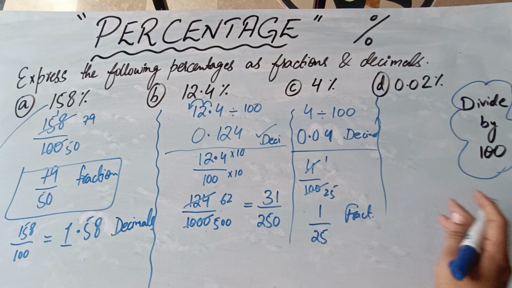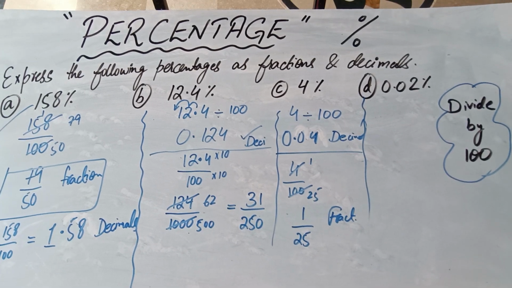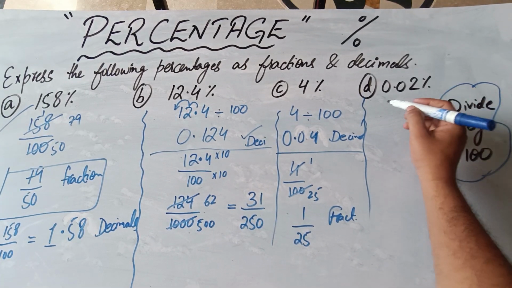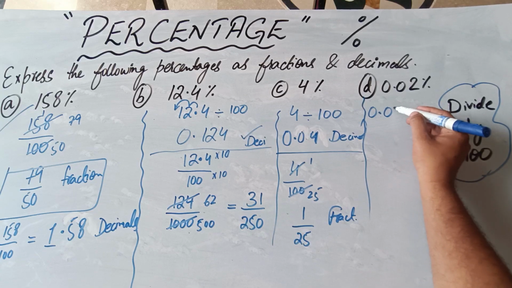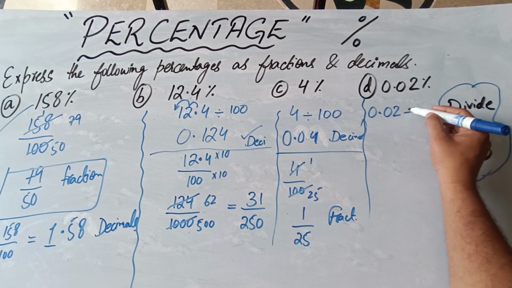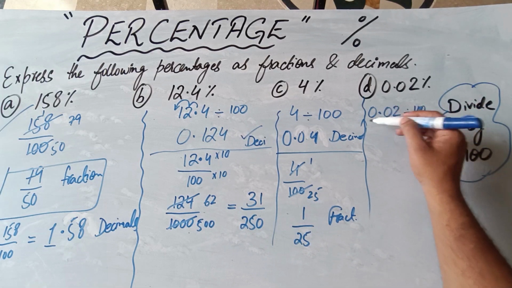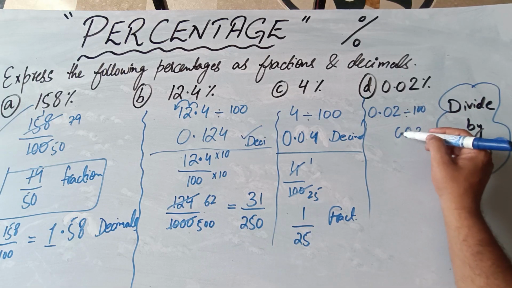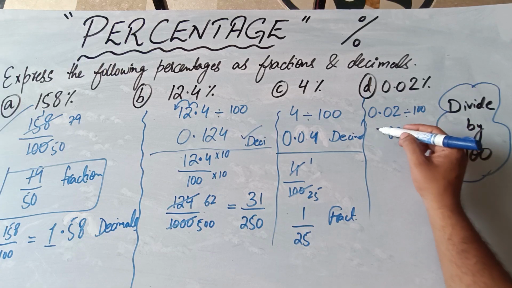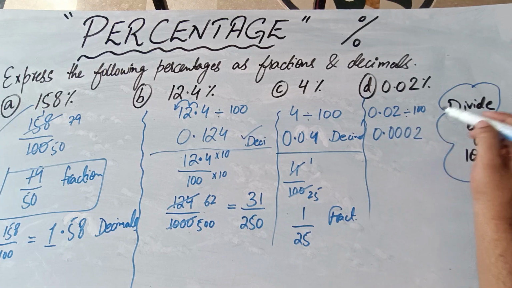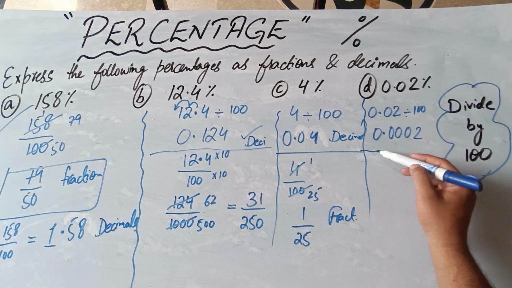Now let's see the last one, 0.02%. It is already in decimal, but there is a percentage sign. To remove this percentage sign, we will divide by 100. Its decimal will go further 2 places backward. So what would it become? 0.0002. So this is the decimal form.